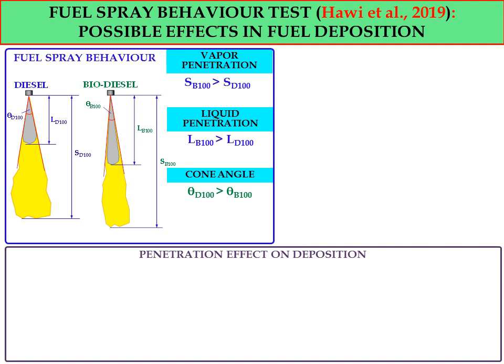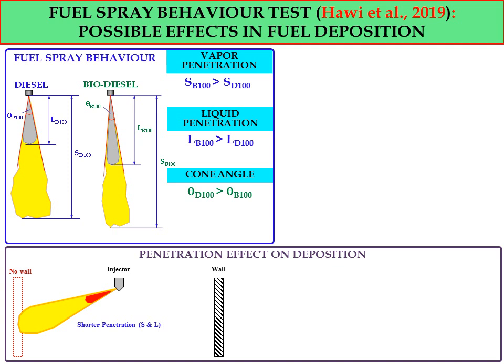In terms of the penetration effect on deposition, if you look at this schematic diagram, let's say we consider an actual engine with the fuel injector, without wall, without fuel impingement on the wall. Let's say we consider shorter penetration, that includes both vapor and liquid penetration. This schematic diagram shows the shorter penetration without wall impingement, without fuel impingement on the wall.